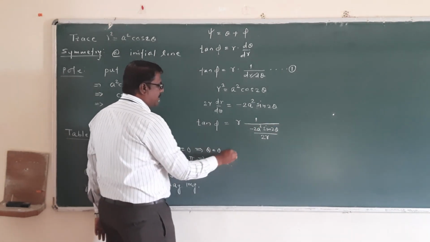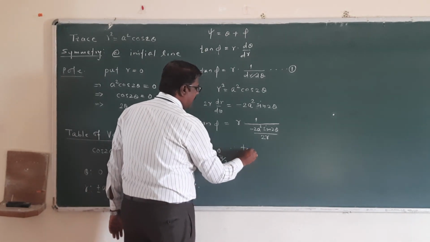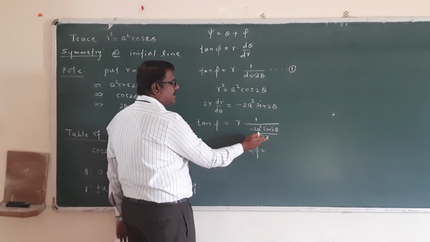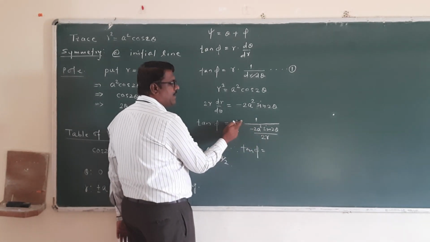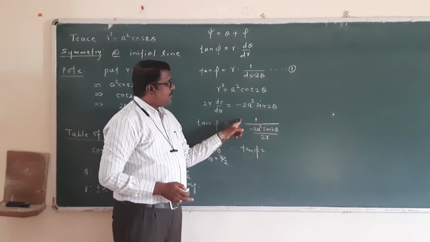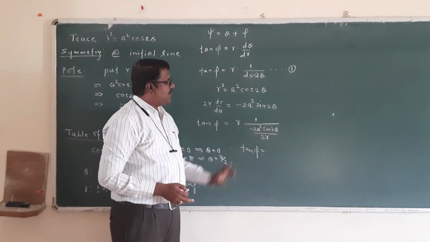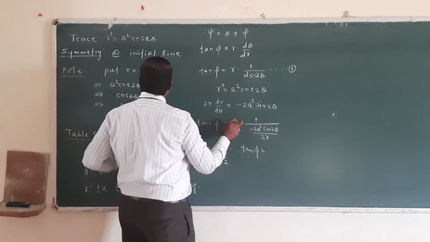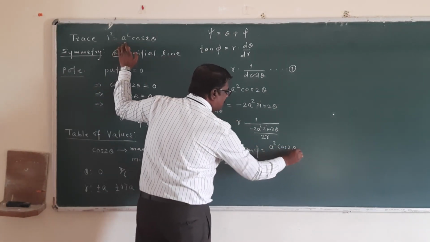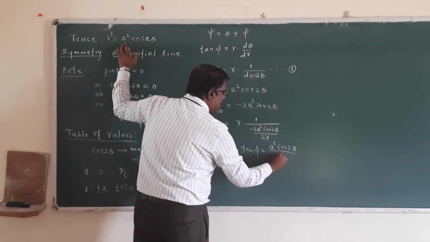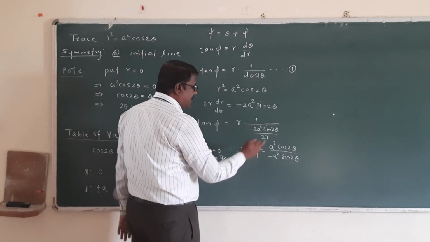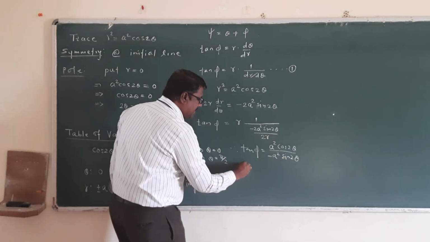Now this is nothing but, therefore tan phi is equal to, so 2 will get cancelled. This r will shift in numerator, so it will become r square. Then r square upon minus a square sin 2 theta. But the value of r square is a square cos 2 theta. So a square cos 2 theta divided by minus a square sin 2 theta, and a square will get cancelled.